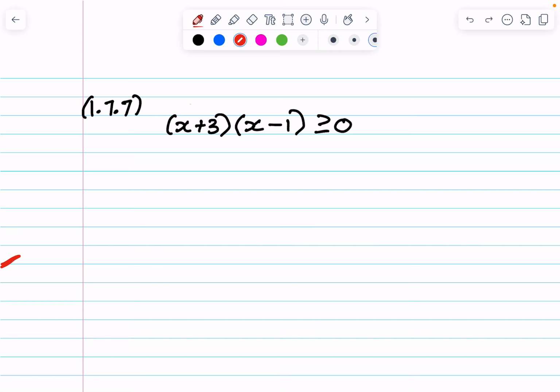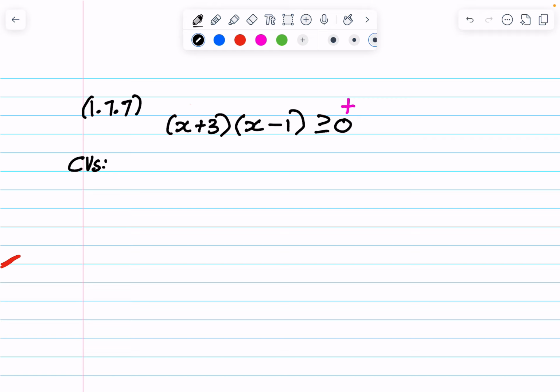In this question, we are given the inequality (x + 3)(x - 1) ≥ 0. Ladies and gentlemen, we can agree that this is already factorized for us and we are looking for where we have positive, right? Bigger or equals to 0, we're going to be looking for positive. First thing first, since it's factorized, we do not need to expand or factorize. We just have to make each bracket equal to 0 to get the critical values, right?